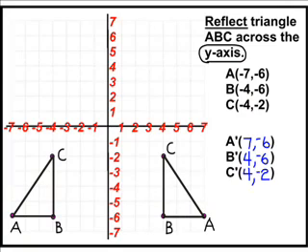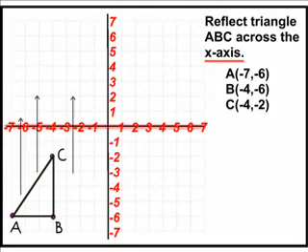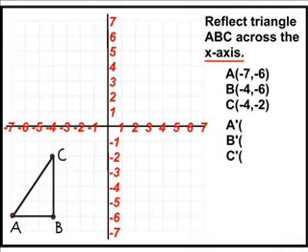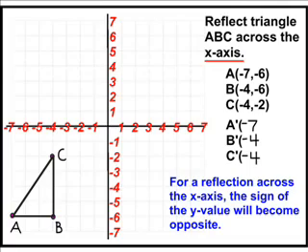Now let's use the same rule to reflect triangle ABC across the x-axis. The same rule will apply, except for when reflecting something across the x-axis, it's the x values which will remain the same, and it is the y values that we will have to change the sign to the opposite of what it was. So let's just rewrite all the x values exactly the same.